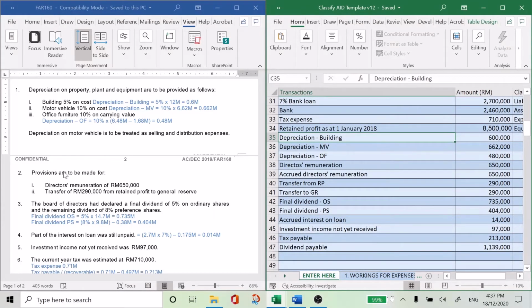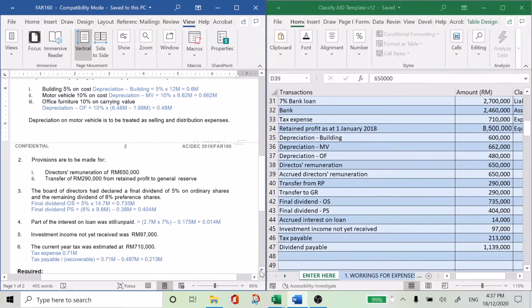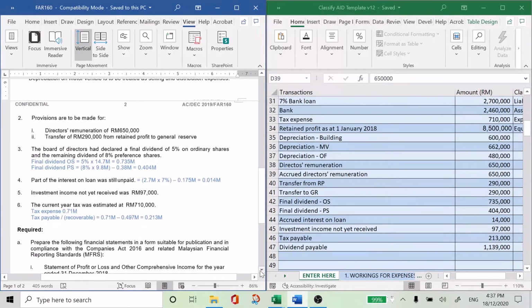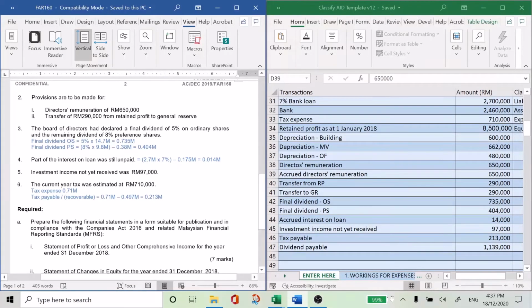So next is director's remuneration. You create a new account called director's remuneration 650,000 and another new account called accrued director's remuneration 650,000. Transfer of 290,000 from retained profits, so this is from retained profits to general reserve.